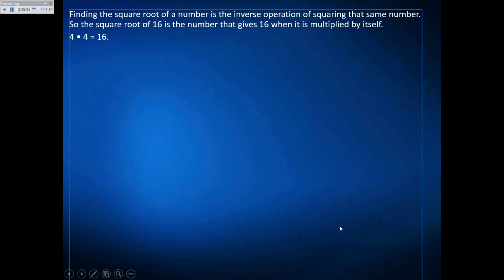Now, finding the square root of a number is actually the inverse operation of squaring that same number. So the square root of 16 is the number that gives 16 when it is multiplied by itself. And of course you know that 4 times 4 is equal to 16.